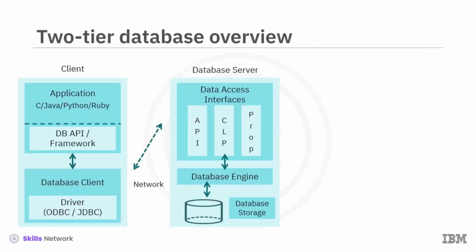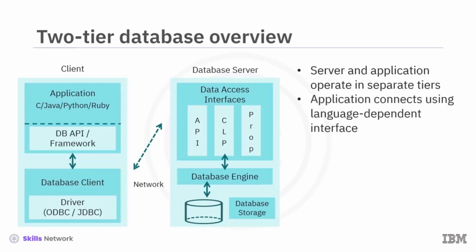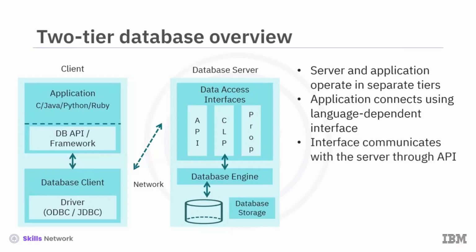In a two-tier database setup, the database server and application function are in distinct tiers. The client-tier application establishes a connection to the database server through a database interface, such as an API or framework, depending on the programming language used to write the application. This interface communicates with the database server through a database client or API installed on the client system.